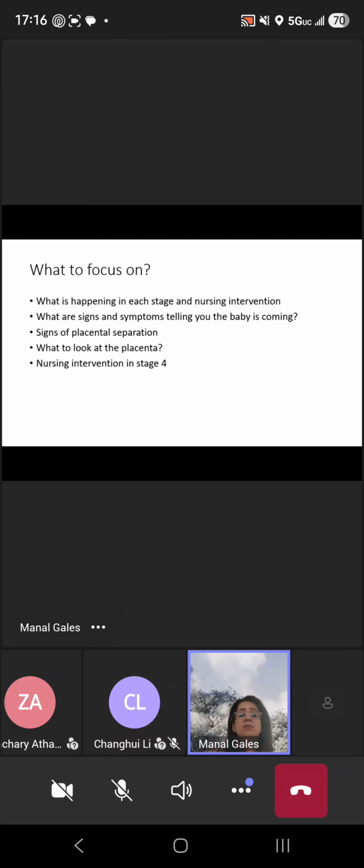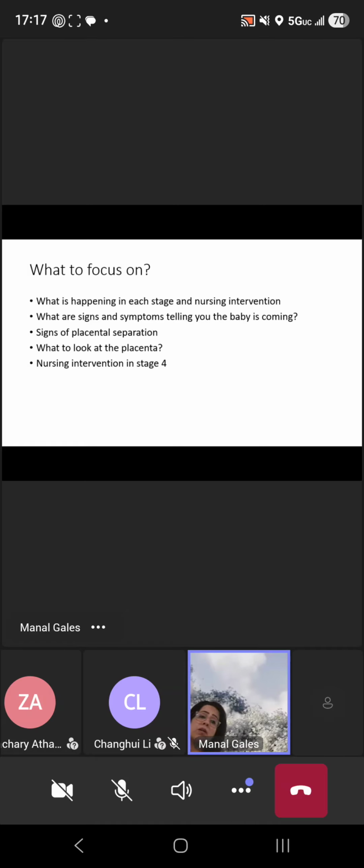Also, you need to know the signs and symptoms telling you the baby is coming. How do you know that the baby is almost there? You need to know the signs of placental separation, very high yield in questions. What to look at on the placenta? What are the 2 faces of the placenta? The dirty Duncan, the shiny Schultz. And nursing intervention in stage 4 is so important. So these are the things you want to know.